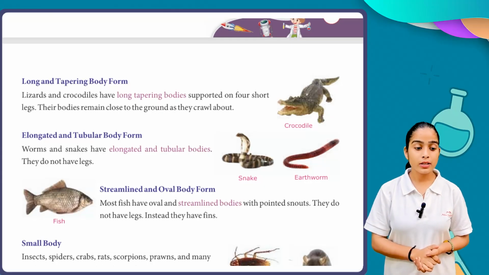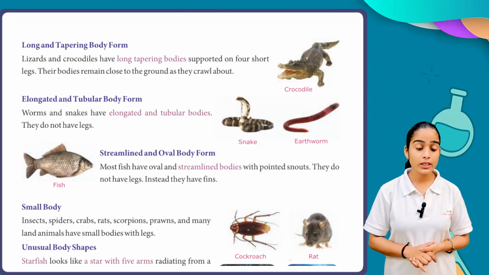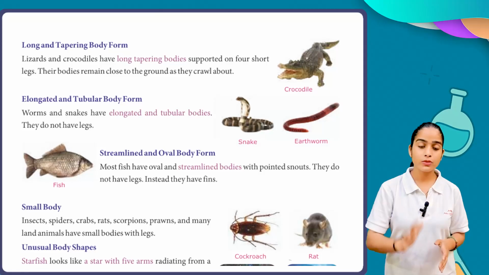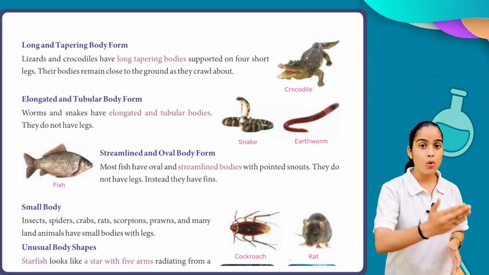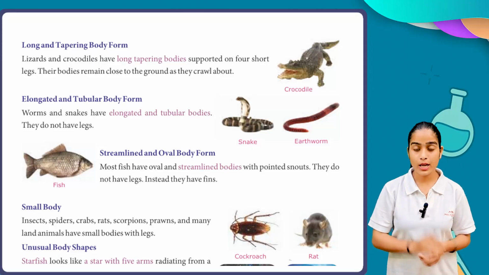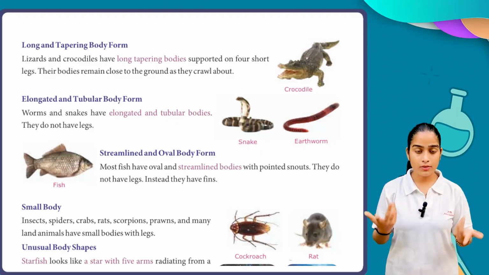Next, we have the elongated and tubular body form. Worms and snakes have elongated and tubular bodies. They do not have legs. As you know, your earthworm and snake do not have any kind of legs. That is why they crawl on the earth. And they have a tube-like structure. Long tube and long are the same thing, right?